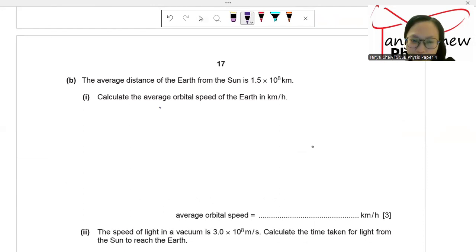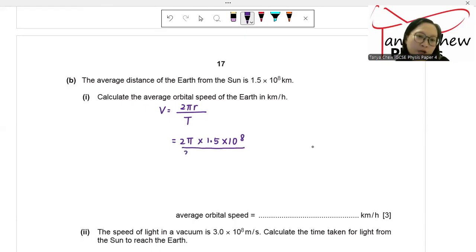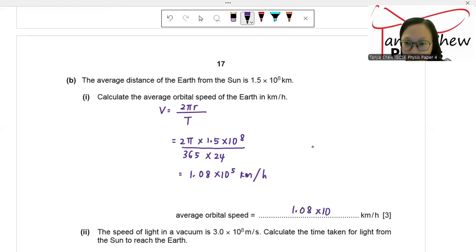Orbital speed, do you still remember the equation? V is equal to 2 pi r over time taken, because one complete circle is the circumference of a circle. T is the period. Now, 2 pi r is 1.5 times 10 to the power of 8. I'm not going to change that kilometer because the unit is in kilometer per hour. So divided by 365 days, because Earth orbiting the Sun takes 365 days, change to hour. 1 day, 24 hours. So you're supposed to get 1.08 times 10 to the power of 5 kilometer per hour. So 1.08 or 1.1 times 10 to the power of 5.